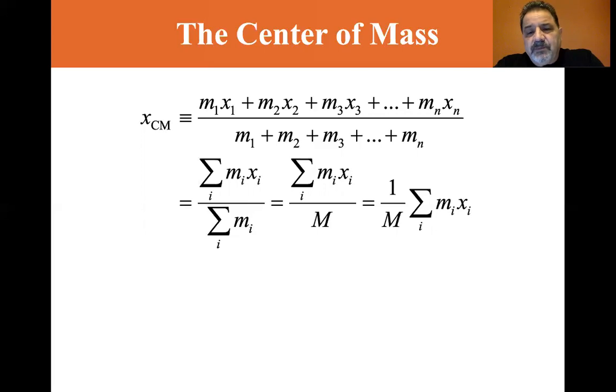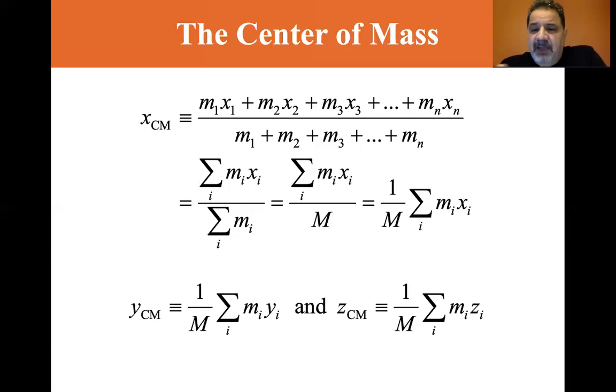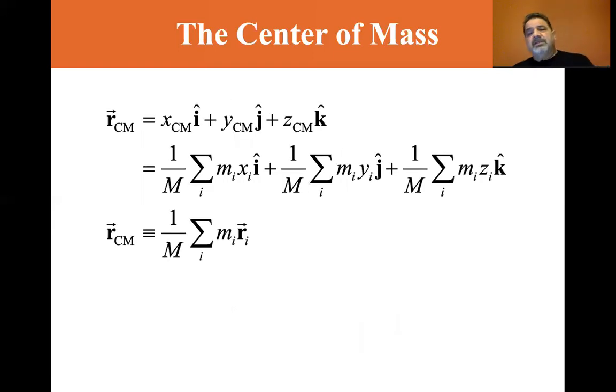So the center of mass is really the sum of all the individual masses from their distance from some point divided by the total mass. And it's the same for that's in the x direction. For the y direction, the y center of mass is 1 over M times the sum of mi yi, and the z center of mass is 1 over M times the sum of mi zi. Okay, so the center of mass, r center of mass, is equal to the x center of mass i hat plus y center of mass j hat plus z center of mass k hat.